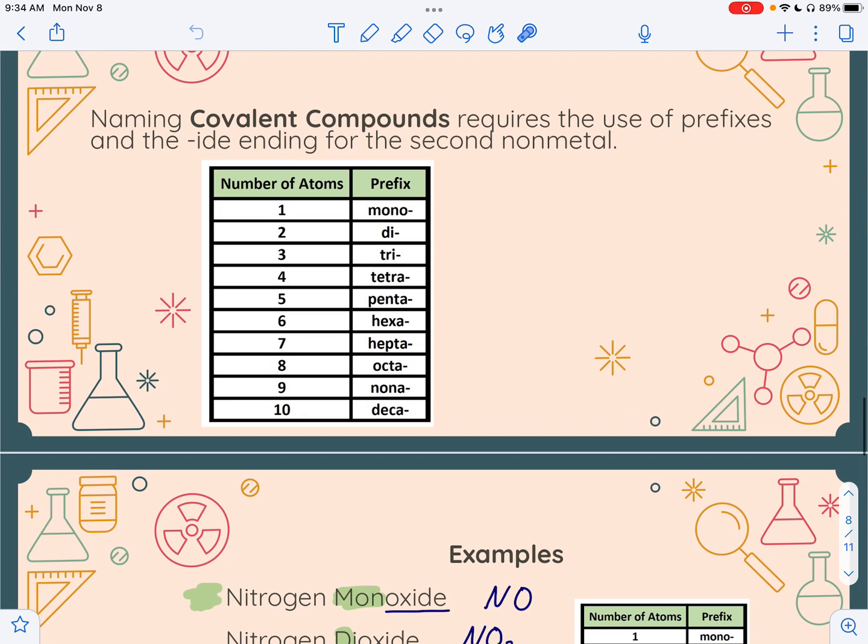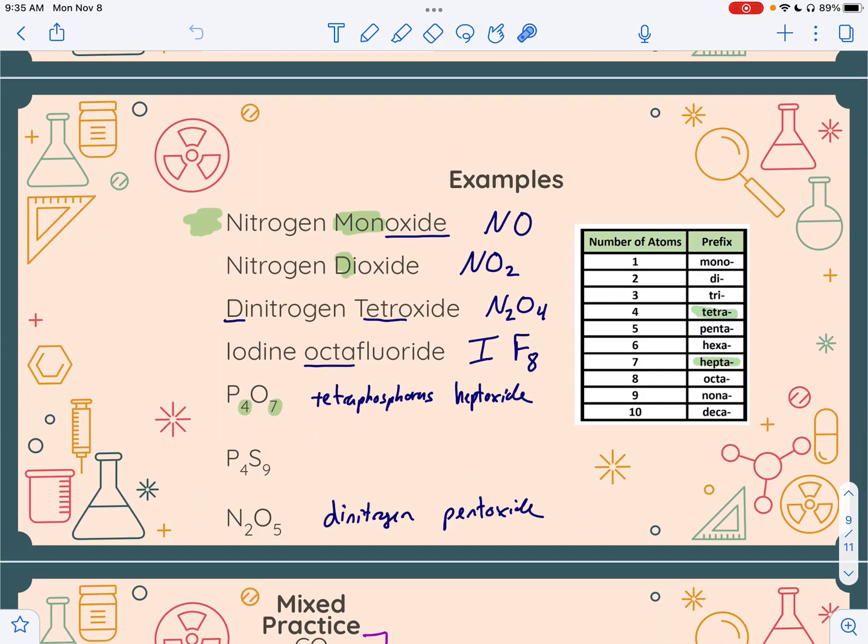Okay, so prefixes are kind of standard. 1 is mono, 2 is di, 3 is tri, like a tricycle, and so on and so forth. A lot of geometry uses these prefixes, and we use them in other places in science, or even in talking about time, like there are 10 years in a decade, for example. Those prefixes will tell us how many atoms we have. They are the subscripts in our covalent compound. All right, so here are some examples.